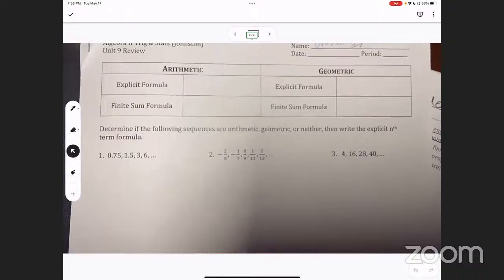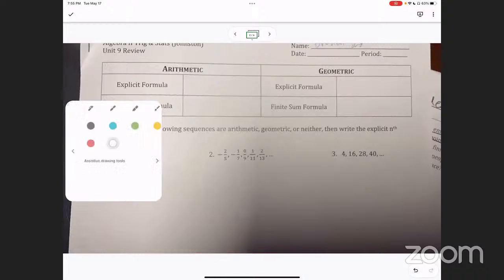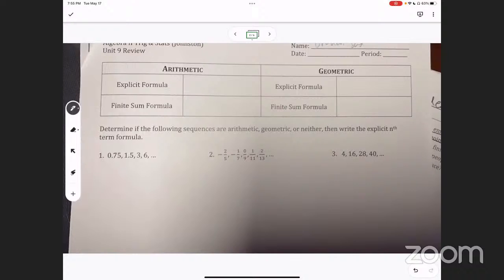Okay, so here are the formulas that they were wanting. The explicit formula, we just talked about this, is a sub n equals the first term plus the common difference times n minus 1. Seems like you got that, okay?